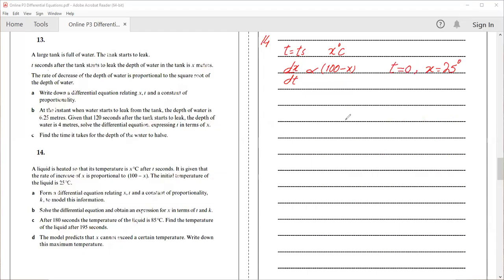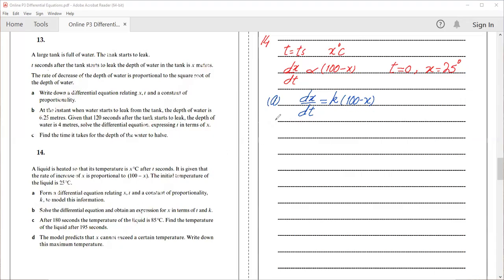So what will you do over here? Form a differential equation relating x, t and the constant of proportionality. The A part of the question I will solve with the blue marker. That information is given, so dx by dt is equal to k times 100 minus x. Only three unknowns, x, t and k.